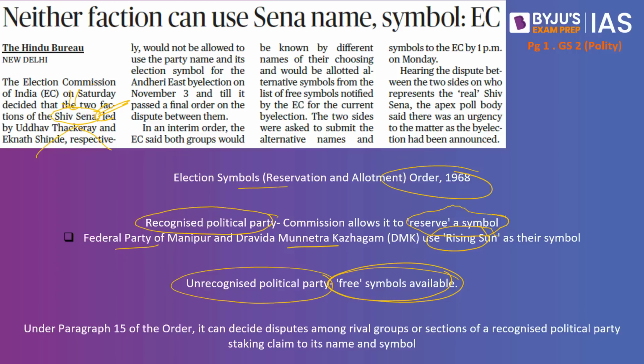How does the Election Commission of India do this? That is because it has legislative backing, and it has constitutional backing as well. When we speak about paragraph 15 of the order, which order are we speaking about? The Election Symbols Reservation and Allotment Order of 1968. It is the Election Commission which can decide disputes among rival groups or sections of a recognized political party staking claim to its name and the symbol. So the Election Commission of India under this order will be able to decide the disputes between rival groups within the same political party.